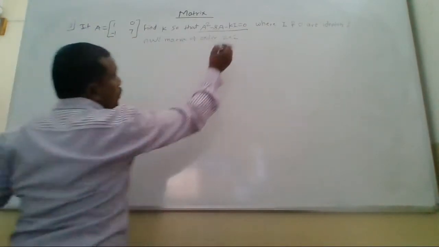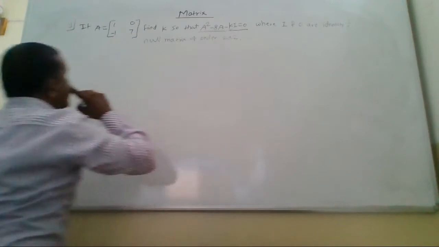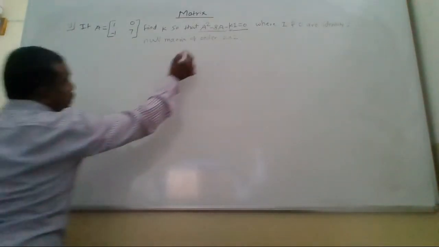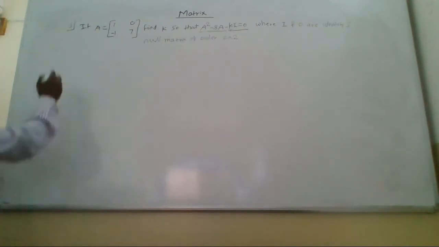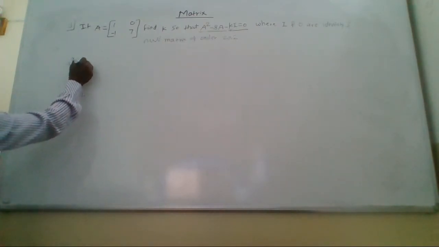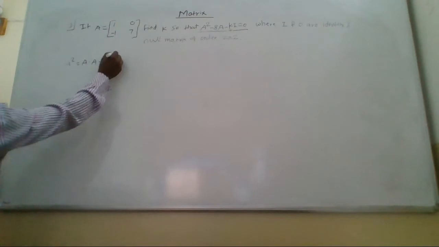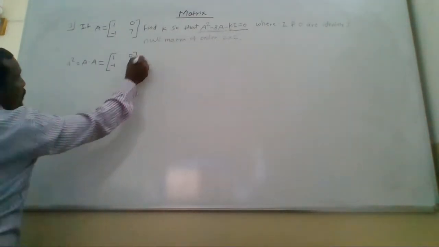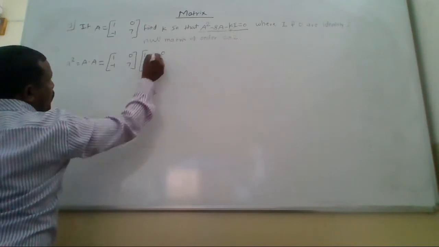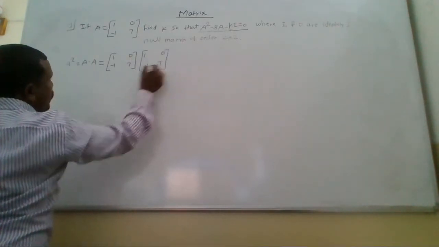So find the value of K using this matrix. First of all, find out A square. A square means multiplication of the same matrix two times. So A square is equal to A into A, [1 0; -1 7] times [1 0; -1 7].